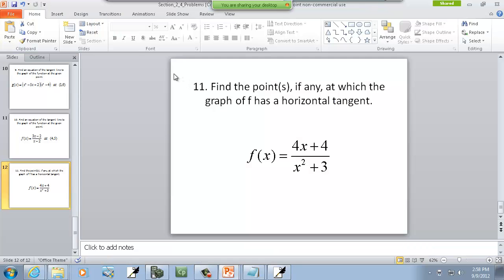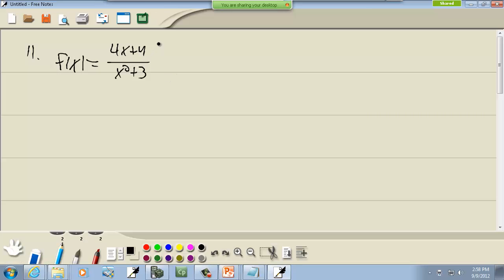It says, find a point, if any, at which the graph of f has a horizontal tangent. Well, first thing we need to do is find our derivative. So this is p, and this is q. P prime will be 4, q prime will be 2x. So our first step is to find our derivative. And let me write down the formula.